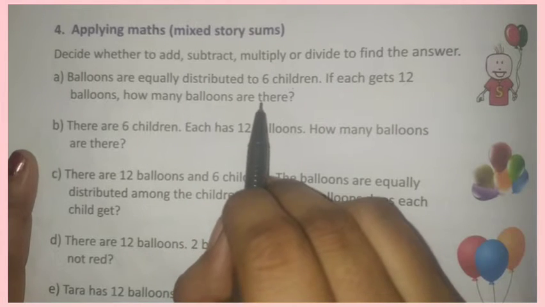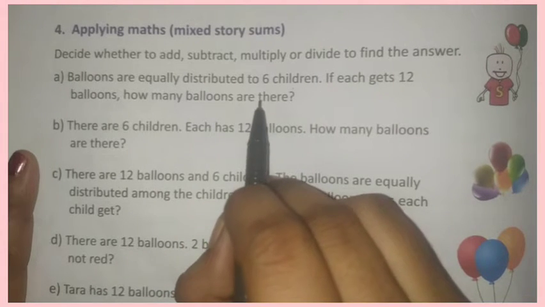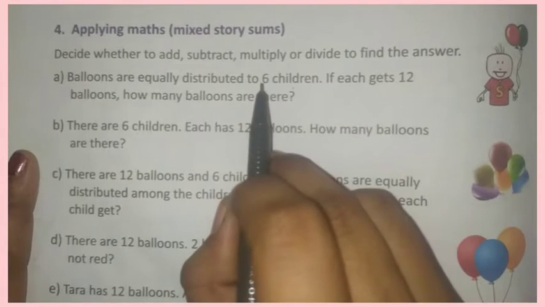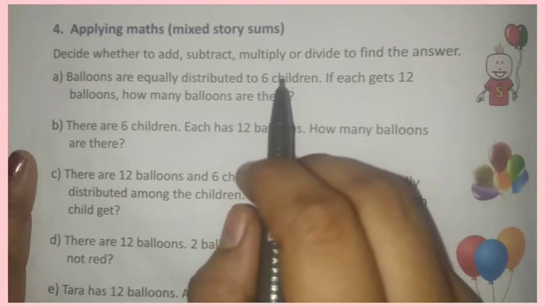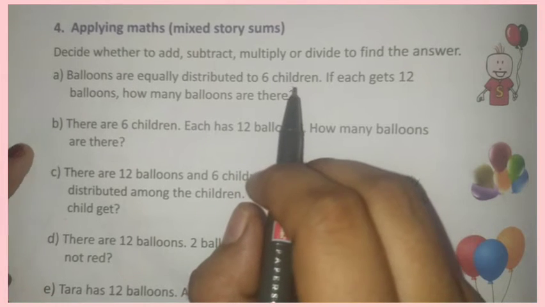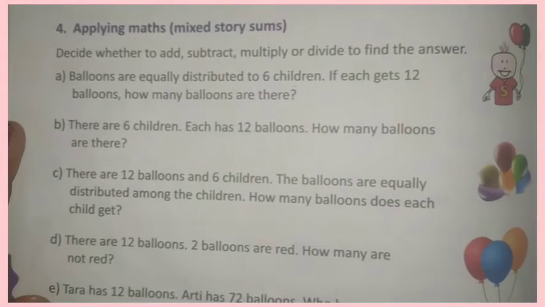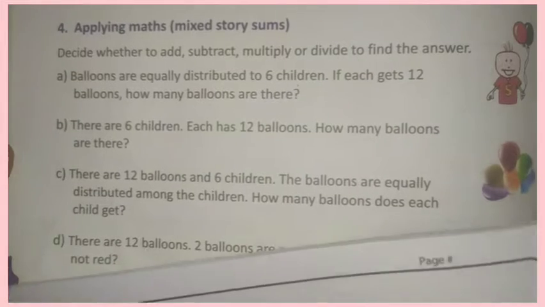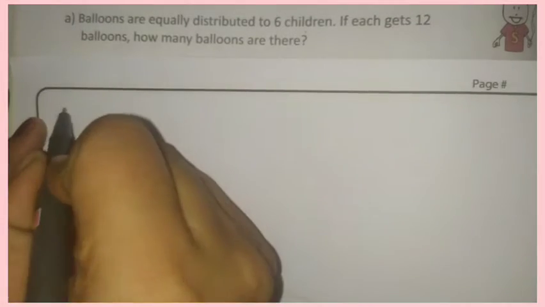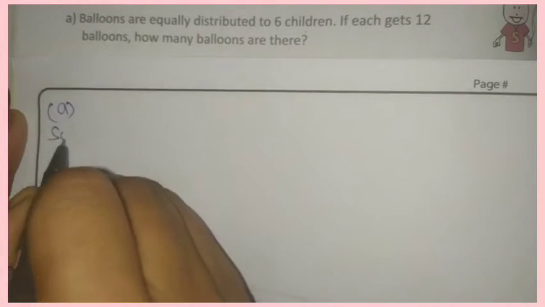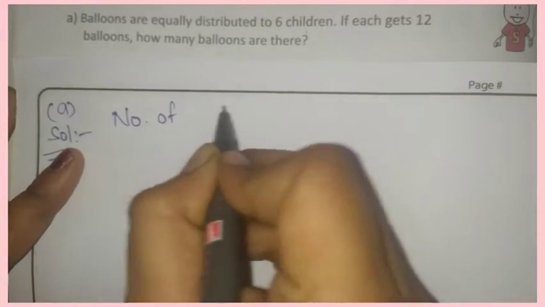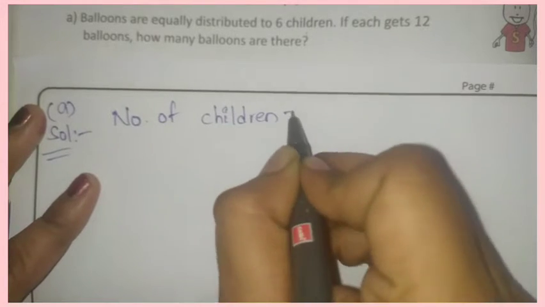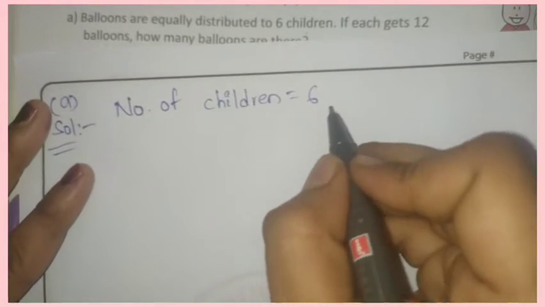Total number of balloons. To find total number of balloons, we have to multiply these two. 6 into 12 or 12 sixes are 72. 72 is the answer. Okay, look here. We will write now a solution. First, number of children. There are total 6 children.